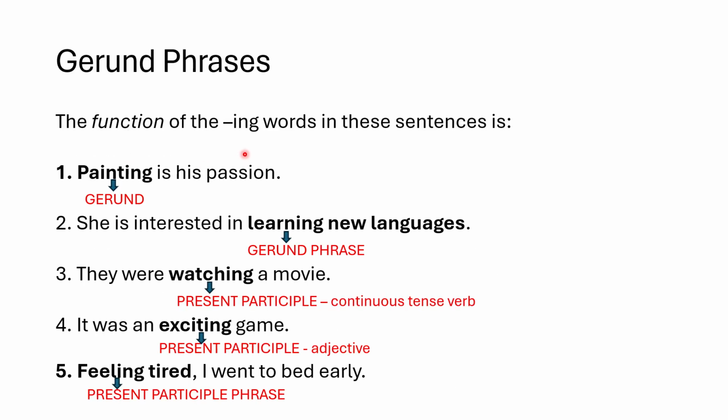The function of the ing words in these sentences is 1. Painting is his passion. Painting is a gerund. A gerund is a verb plus ing that acts like a noun. 2. She is interested in learning new languages. Learning new languages is a gerund phrase. A gerund phrase is a verb plus ing with extra information. It acts like a noun.